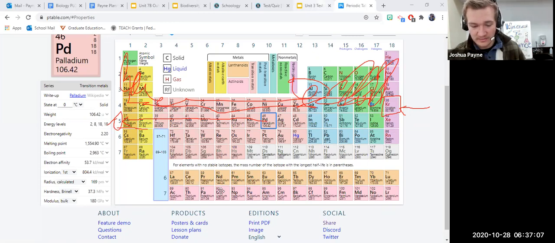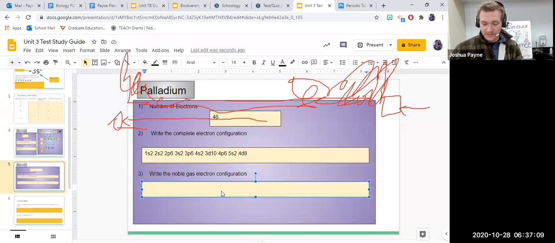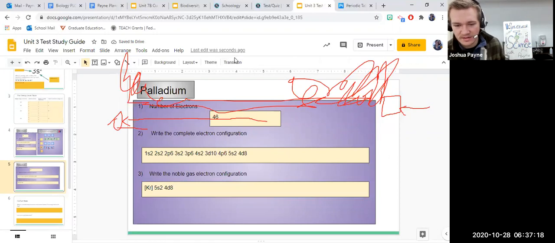So the way we write that out is going to be this way. We have krypton, and we have 5s2, 4d8. Just like that. Super easy. A lot better to write.